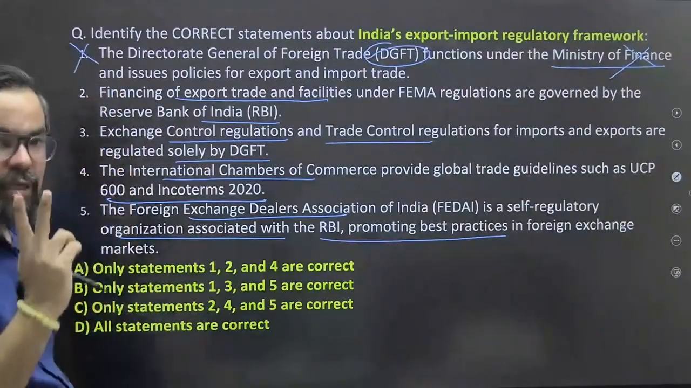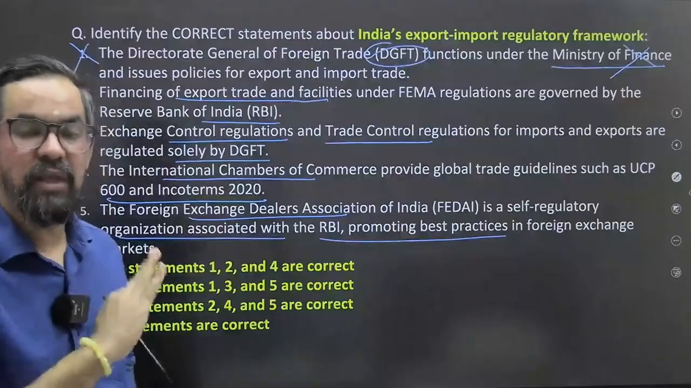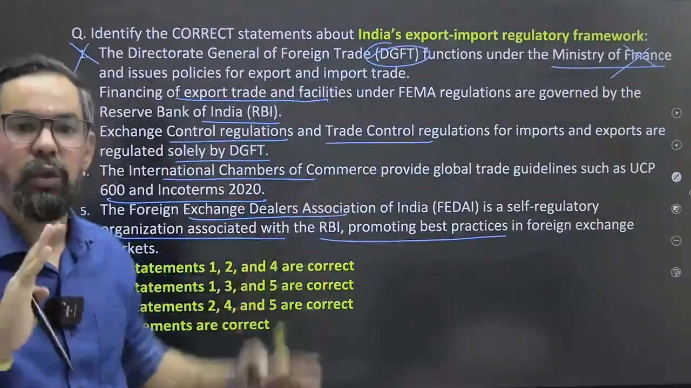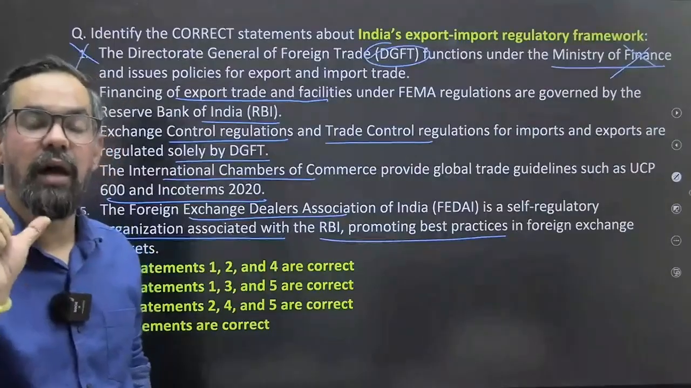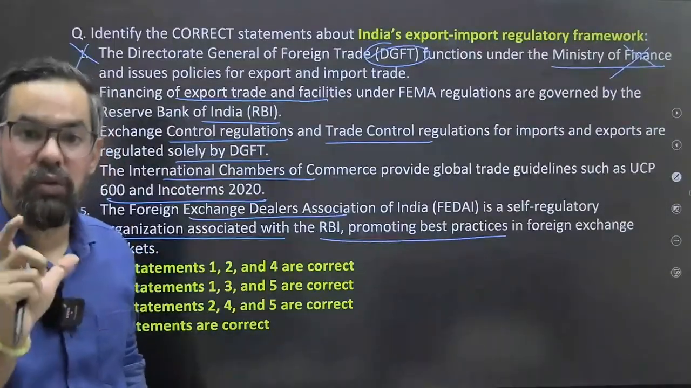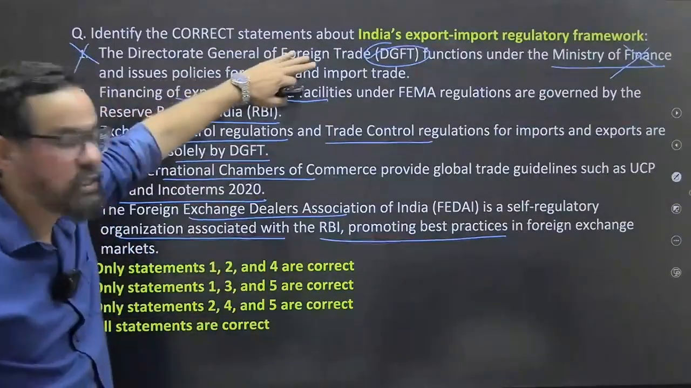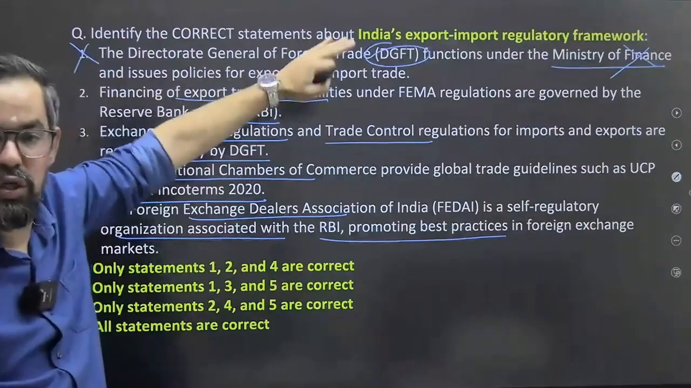So two major bodies, three ministries, they generally get involved in this particular one. We understood it through a chart. So DGFT generally decides the EXIM policy, the export import policy of India. DGFT makes it, which works under the Ministry of Commerce and Industry.